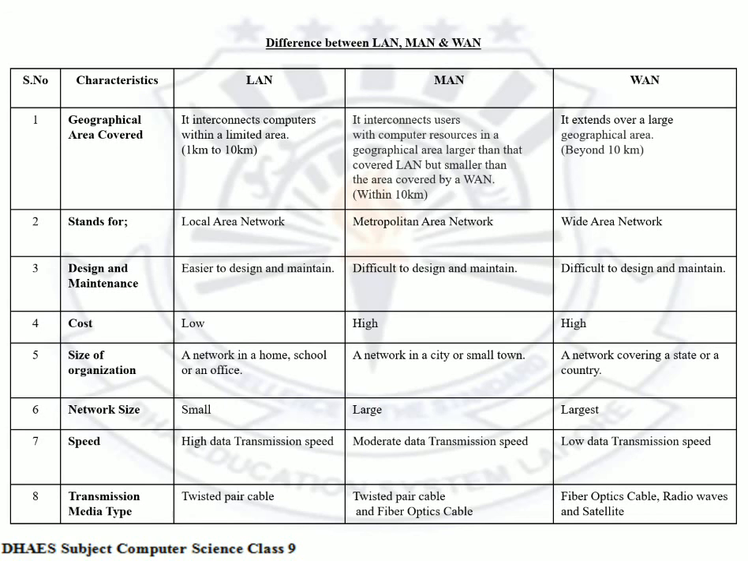Number 6, network size. LAN, small; MAN, large; WAN, largest. Speed: LAN, high data transmission speed; MAN, moderate data transmission speed; WAN, low data transmission speed. Number 8, transmission media type. LAN, twisted pair cable; MAN, twisted pair cable and fiber optics cable; WAN, fiber optics cable, radio waves, and satellite.